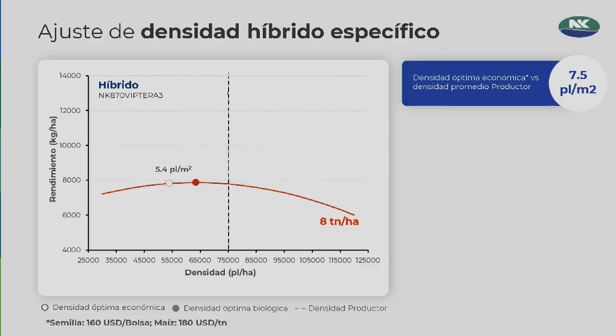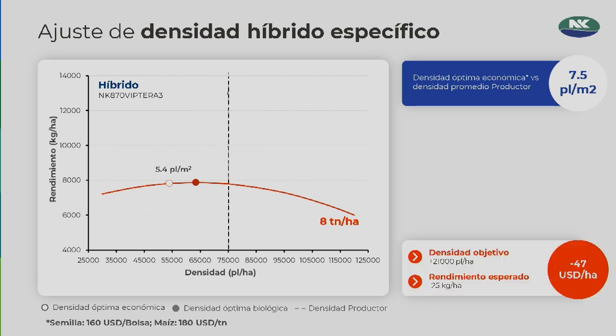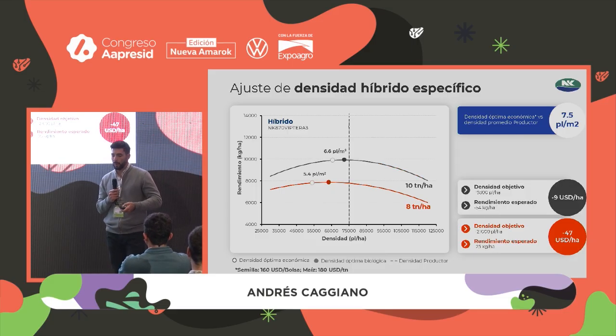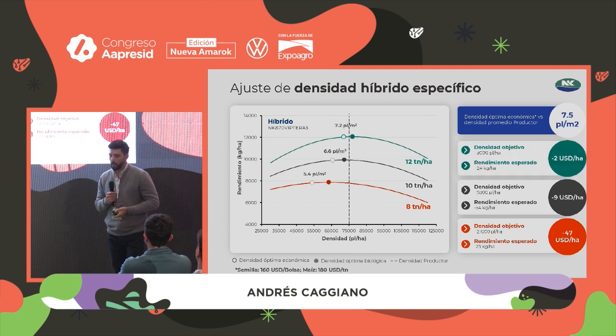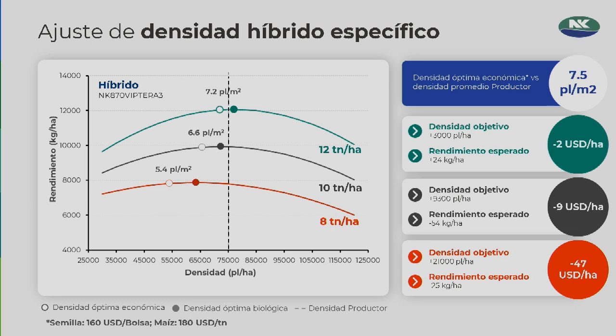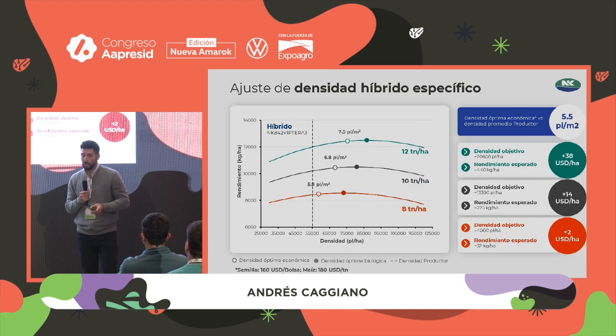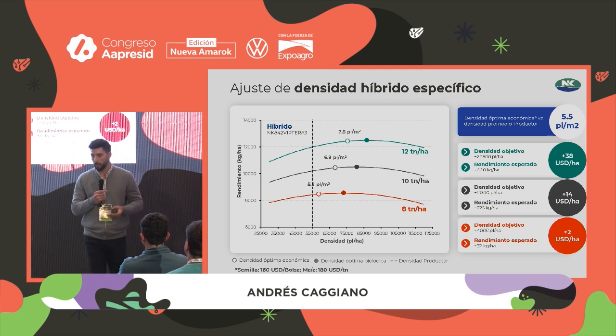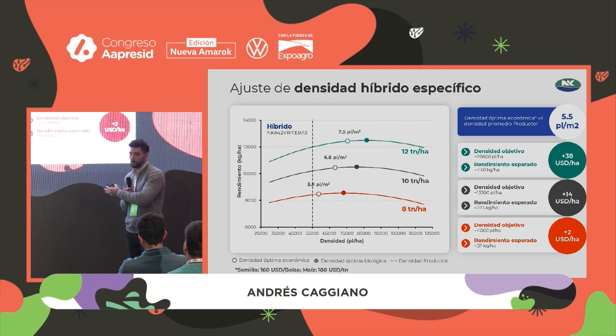Let's suppose that a producer decides to plant 75,000 plants per hectare, regardless of the environment. In this case, the producer would have a density of 21,000 plants in excess of what the model requires. There would be an empty circle of economic density. The cost would be $47 in excess per hectare. Now, in the environment for 10 tons or 12 tons, we would be closer to the model, but this is not specific enough. It would be like handling it blindly. So it is very important to choose the right density.